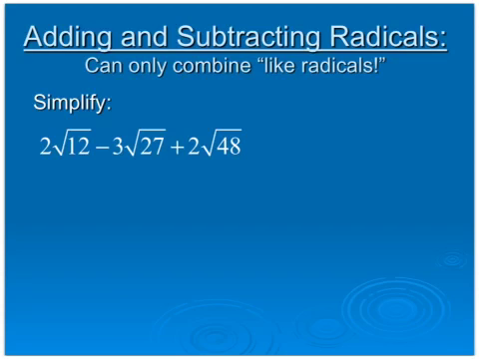So if I start to do that, and I'll write this out as a reminder here, I could write this as 2. I'm looking for perfect squares that go into these numbers. So we can write that as 4 times 3. I'll write this as 9 times 3. We're looking for the biggest perfect square that goes in. So 4 goes into 48, but 16 is bigger, and that also goes in.